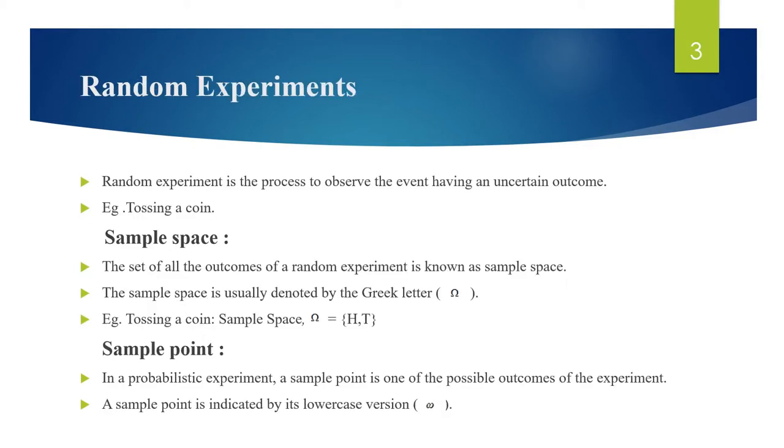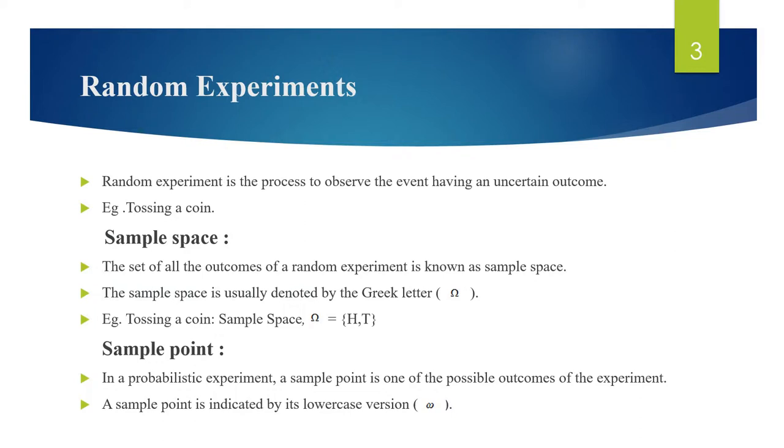At first, let us know what a random experiment is. A random experiment is the process to observe an event having an uncertain outcome. When we toss a coin, the outcome is uncertain, and hence it can be termed a random experiment.